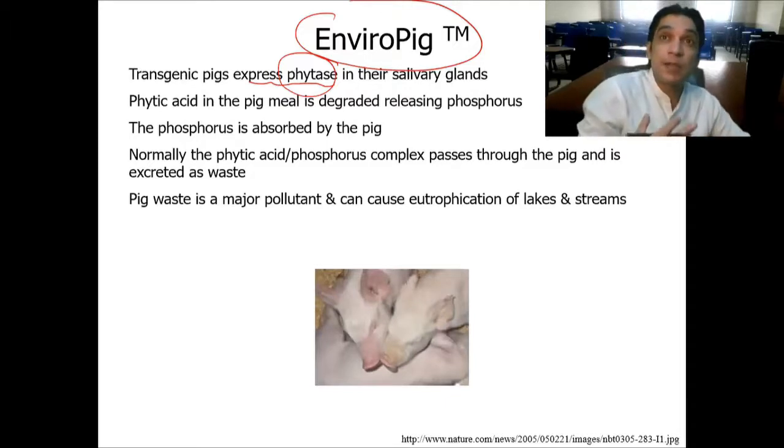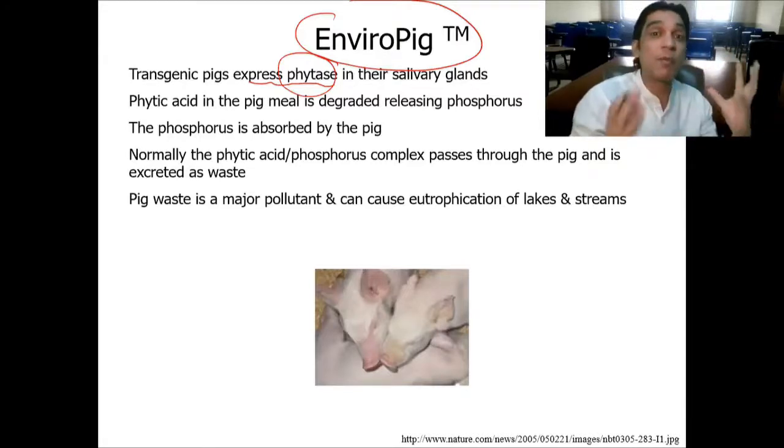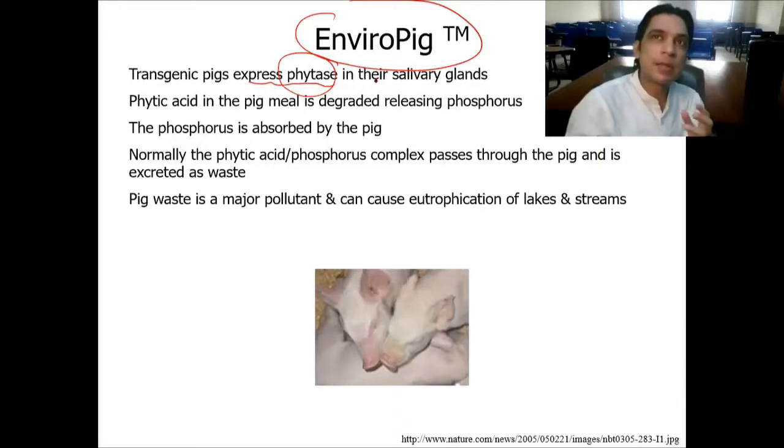So pig farming is a very big business out there, because the pig products are used. The pork is used in food items, and the pig is also utilized for other purposes as well. So there exists a very big pig farming industry. But the problem with the pig farming industry is about the phytic acid present in the pig meal.